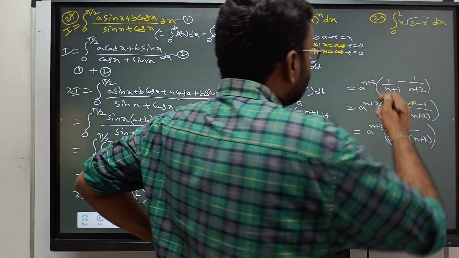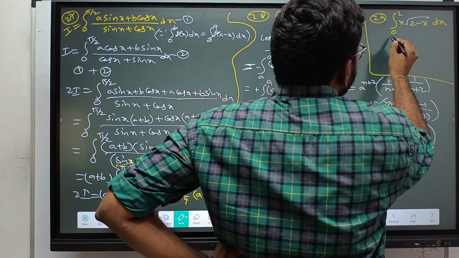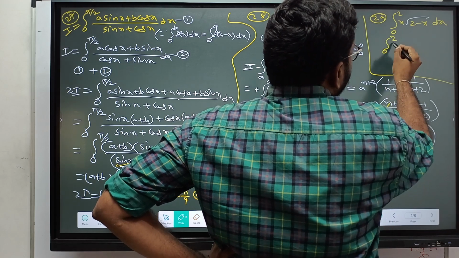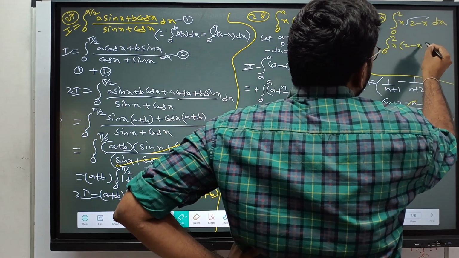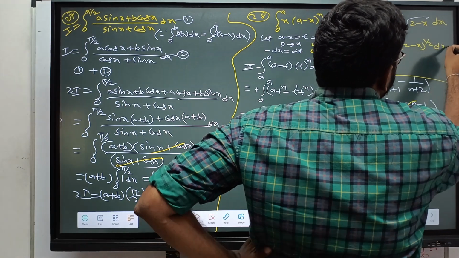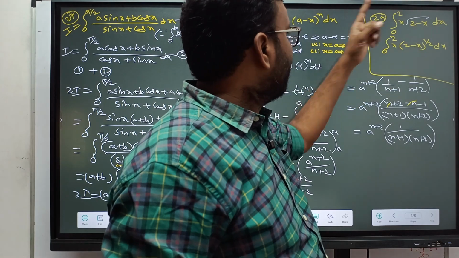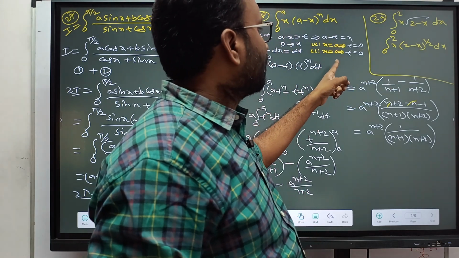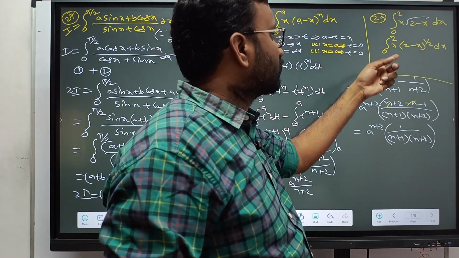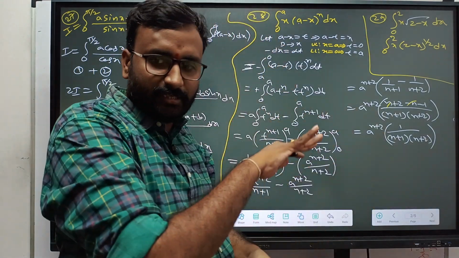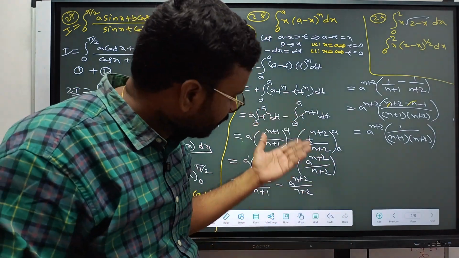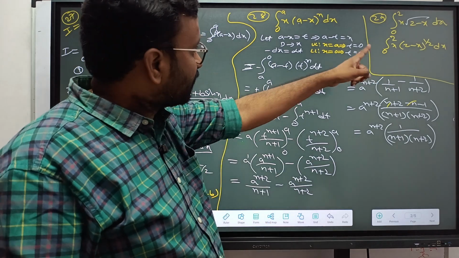What about this, sir? This is also similar. Integral 0 to 2 of x into (2 minus x) whole power 1 by 2 dx. Root means power 1 by 2. Again take 2 minus x as t. Find x, find the upper limit and lower limit, find the differentiation, and substitute. You will get the same minus again. Interchange the limits and you will get the positive, and the same process. It is easy compared to this.